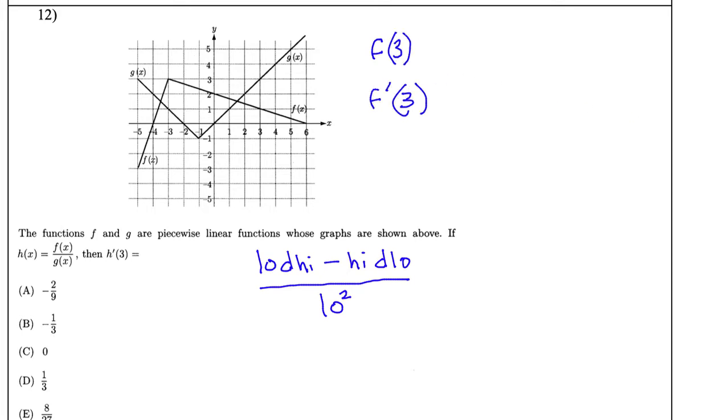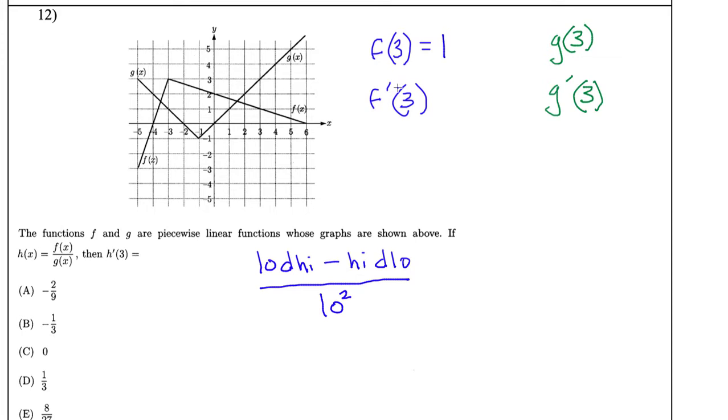Next question I'm going to ask is what is g of 3? And what is g prime of 3? Well, f of 3 is the height at 3, right? So the height at 3, let's go to 3, and I go to f. The height at 3 is right here, which is 1. So f of 3 is 1. We can all nod our heads. We know what's going on.